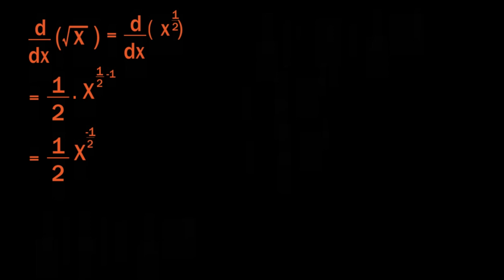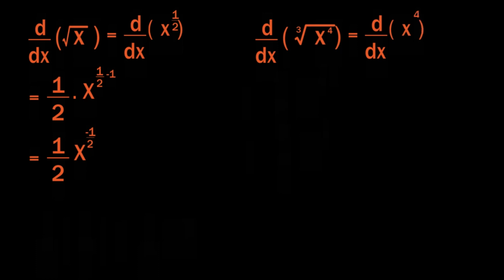So let's try other examples. So let's say we differentiate cube root of x to the power of 4. So what we will get is, we rewrite this first. So we will get x to the power of 4 over 3 after we rewrite, and do the same thing, power rule, 4 over 3 x to the power of 4 over 3 minus 1. So 4 over 3 multiply with x to the power of 1 over 3. So this is the answer.